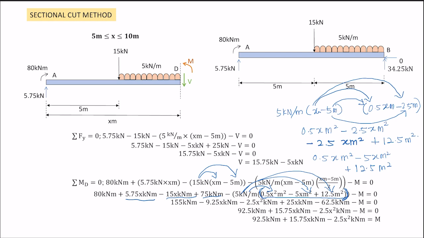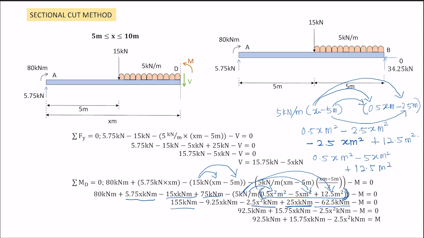Therefore 5 kilonewton per meter times 0.5 x meter squared. So this is 5 kilonewton per meter times negative 5x meter power of 2, so positive 25x kilonewton meter, and 5 kilonewton per meter negative times positive 12.5 meter power of 2 becomes negative 62.5 kilonewton meter. Simplify again.